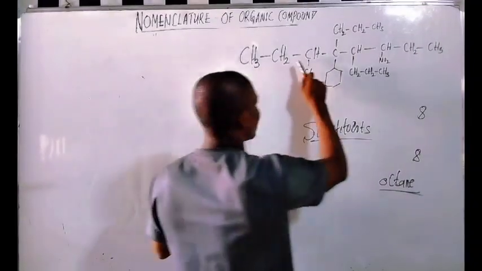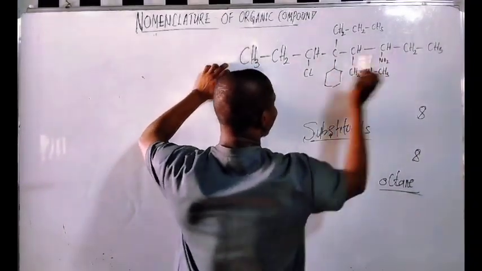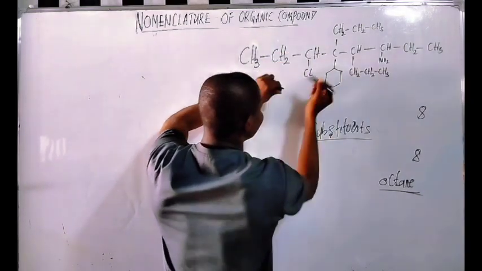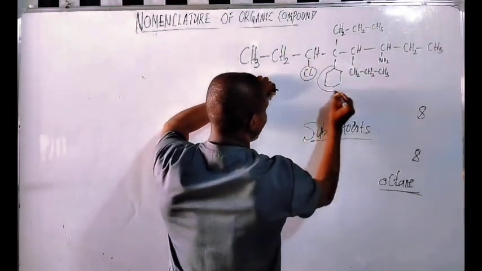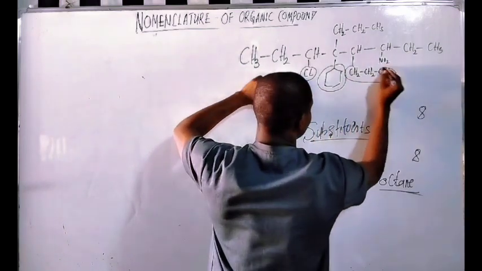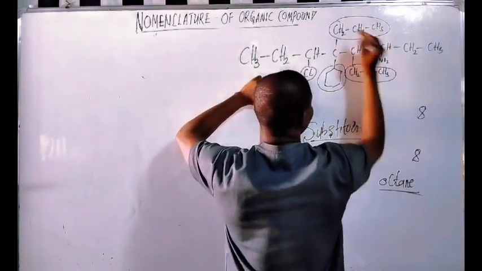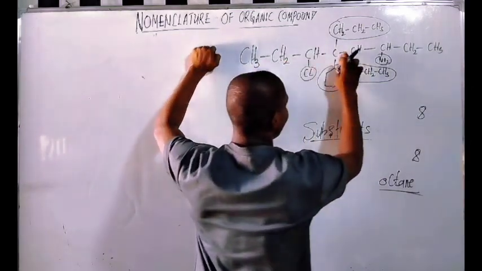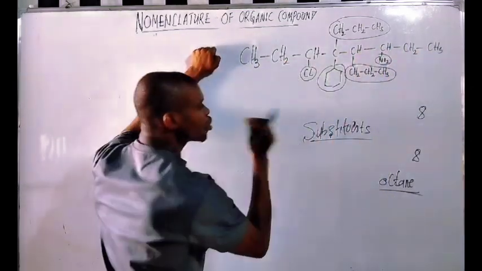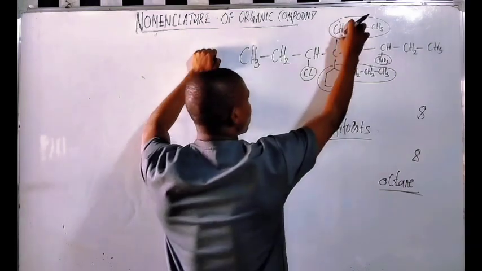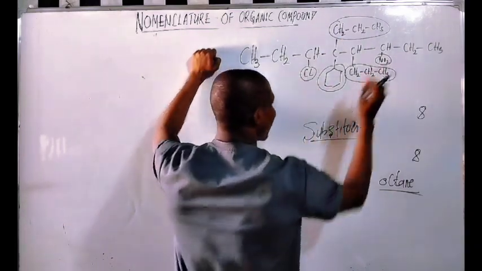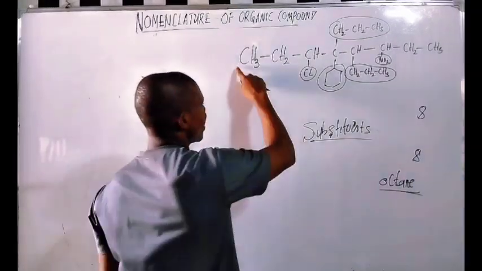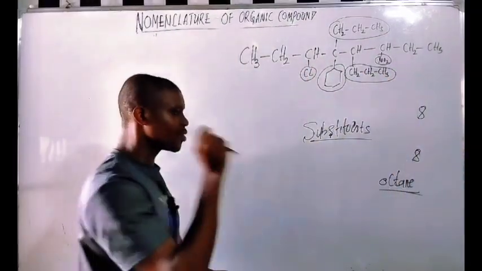If you take from here to here, 1, 2, 3. Now remember, if I take from here to here, this is a substituent, this is a substituent, this is a substituent, and this is a substituent, right? So if I start from here, 1, 2, 3, 4, 5, 6, 7, 8. How many substituents do I have? I have 1, 2, 3, 4, 5. I have 5 different substituents.